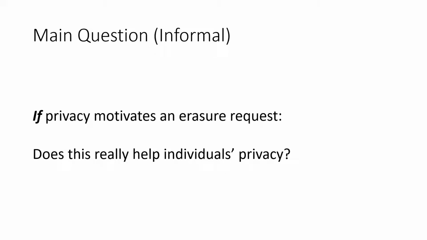We now pose a question. If privacy motivates such erasure requests, does doing this unlearning really help the individual's privacy? This perfect model we get by retraining is built without this record E, so it seems to be unable to learn anything of E here. However, is that really the case?